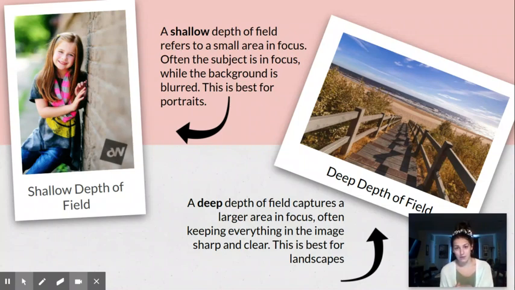A deep depth of field, as you can see in this picture, captures a larger area in focus. So it keeps everything in the image sharp and clear. This is what people will use for landscapes. So if you're taking something from far away and you want the whole thing to be clear and you don't want to just focus on one thing, like this beach picture, then a deep depth of field is important and easy to use for that.